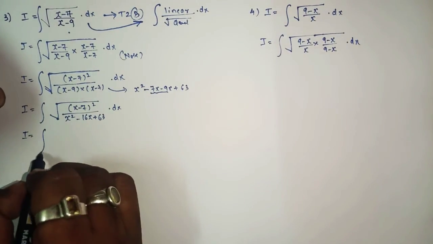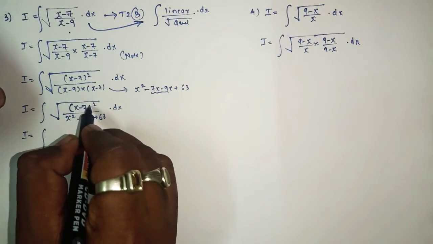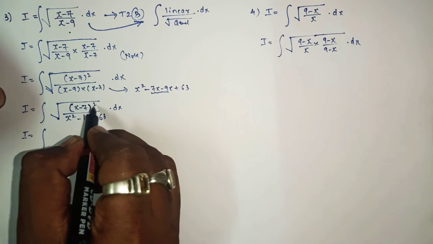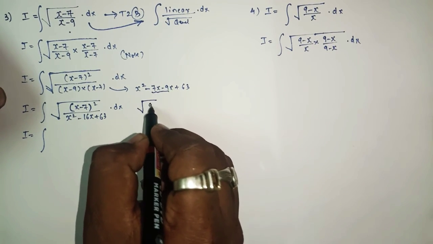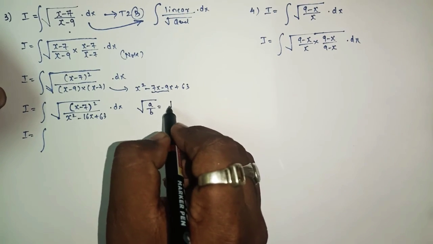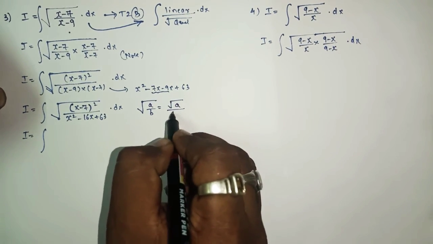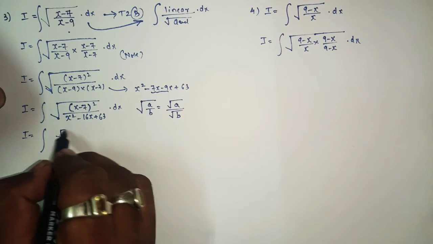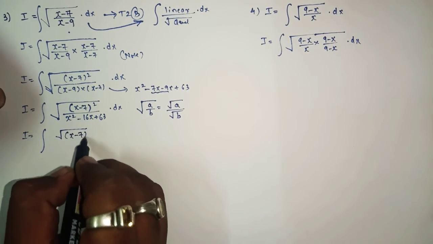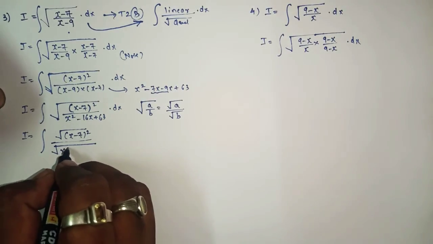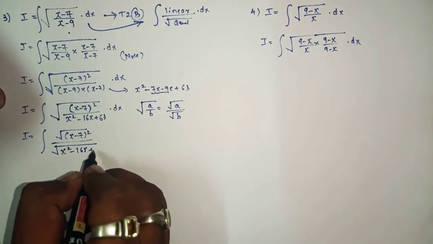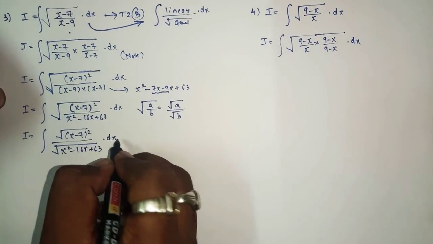Okay, after that, as clearly we can see, this is x minus 7 the whole square. And as per the rule, whenever we have two terms inside the root, we can write this as root a upon root b, yes or no? So further we can write this as x minus 7 the whole square upon root x square minus 16x plus 63 into dx.